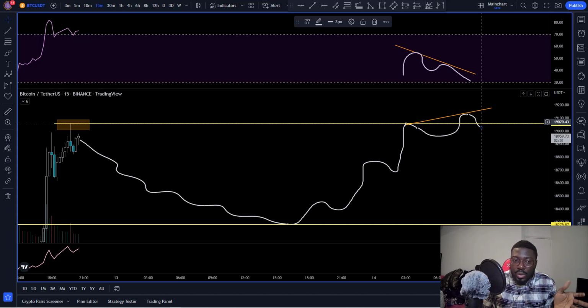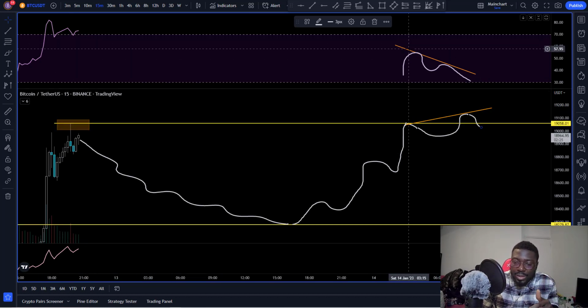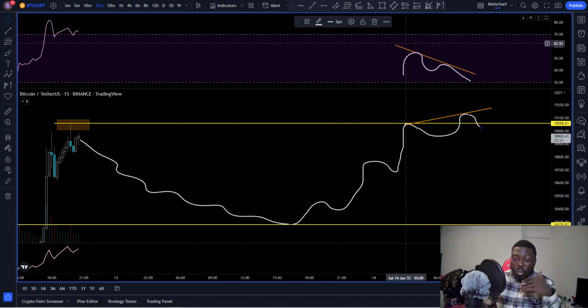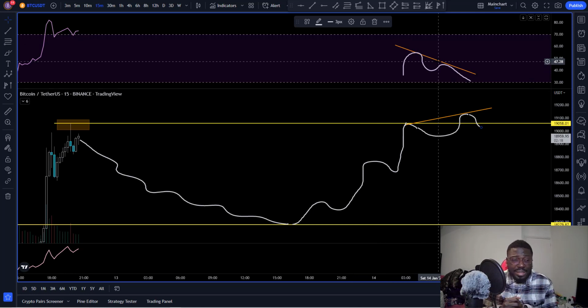You have everything you need. You have the swing failure pattern of this particular high. We have RSI showing a bearish divergence. Price action is going up while RSI is showing weakness. That is the perfect example you need to get in on the trade.